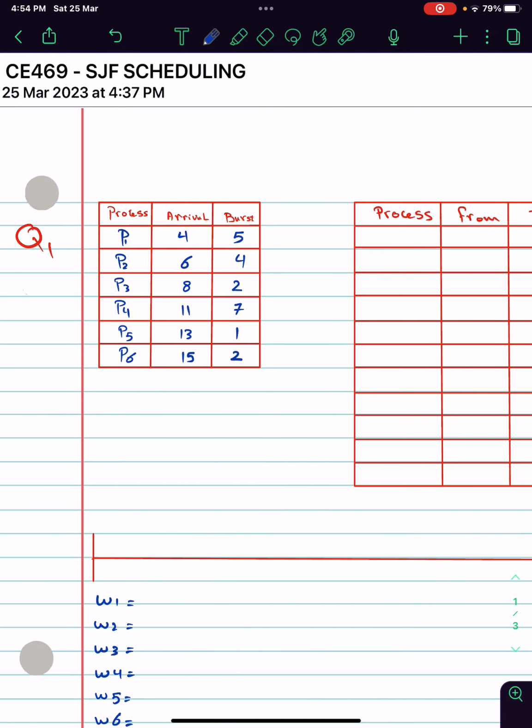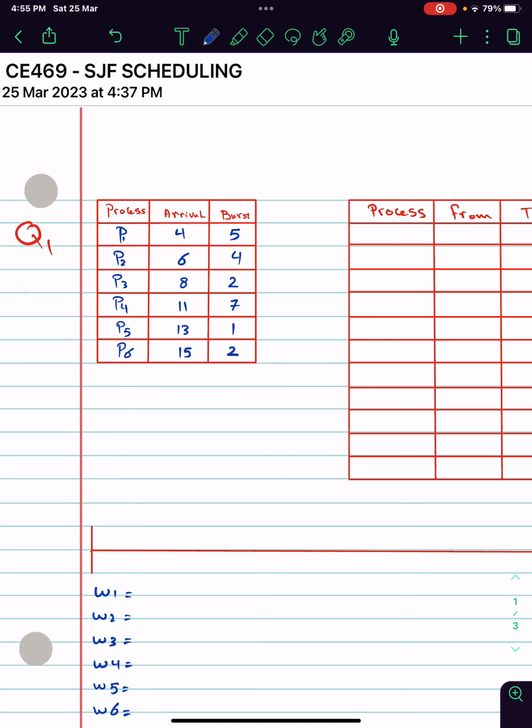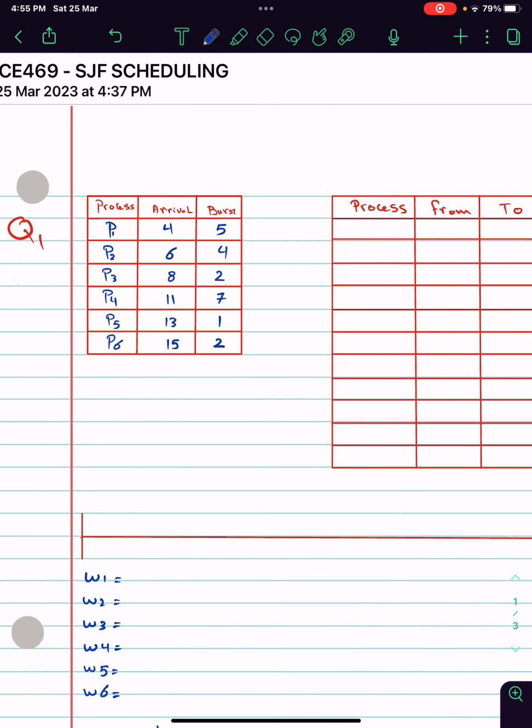Hello. For this one, we're going to be solving Shortest Job First. As we know, Shortest Job First is a non-preemptive algorithm, but it has a criteria of choice. And the criteria here of choice is choosing the job or the task or the process with the least burst. Okay.